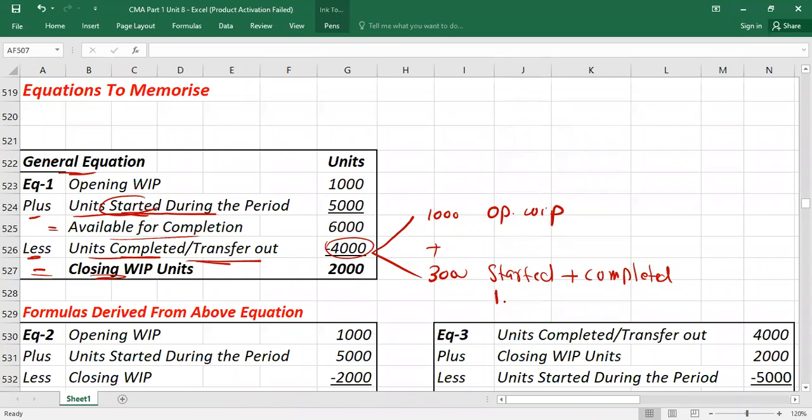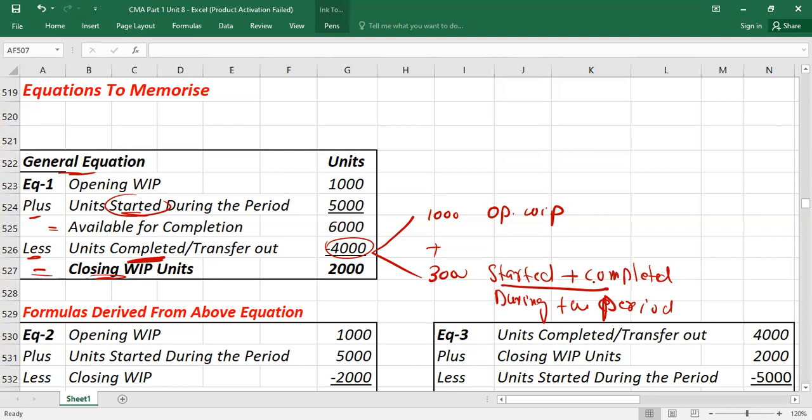Started and completed during the period. Now here, one more important point to understand. What is the important point? Unit started is different, guys. Started means how much units you have started. Completed is also different. But unit started and completed, this is the third thing. Started means only started. Completed means whole transferred out. Started and completed means what? Those units which you started in the same period plus you completed in the same period. Those are called started and completed.